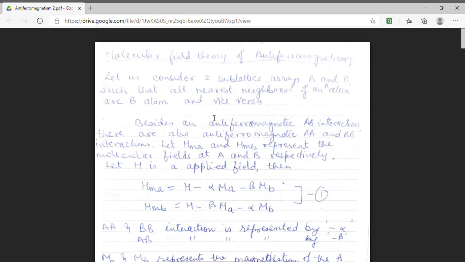First of all, I am giving you a brief review of what I taught you in my last lecture. Antiferromagnetic materials are those materials which have an equal number of opposite spins. If we divide an antiferromagnetic material into two sublattices, then in one sublattice the spins will be parallel and in another sublattice there are an equal number of opposite spins.